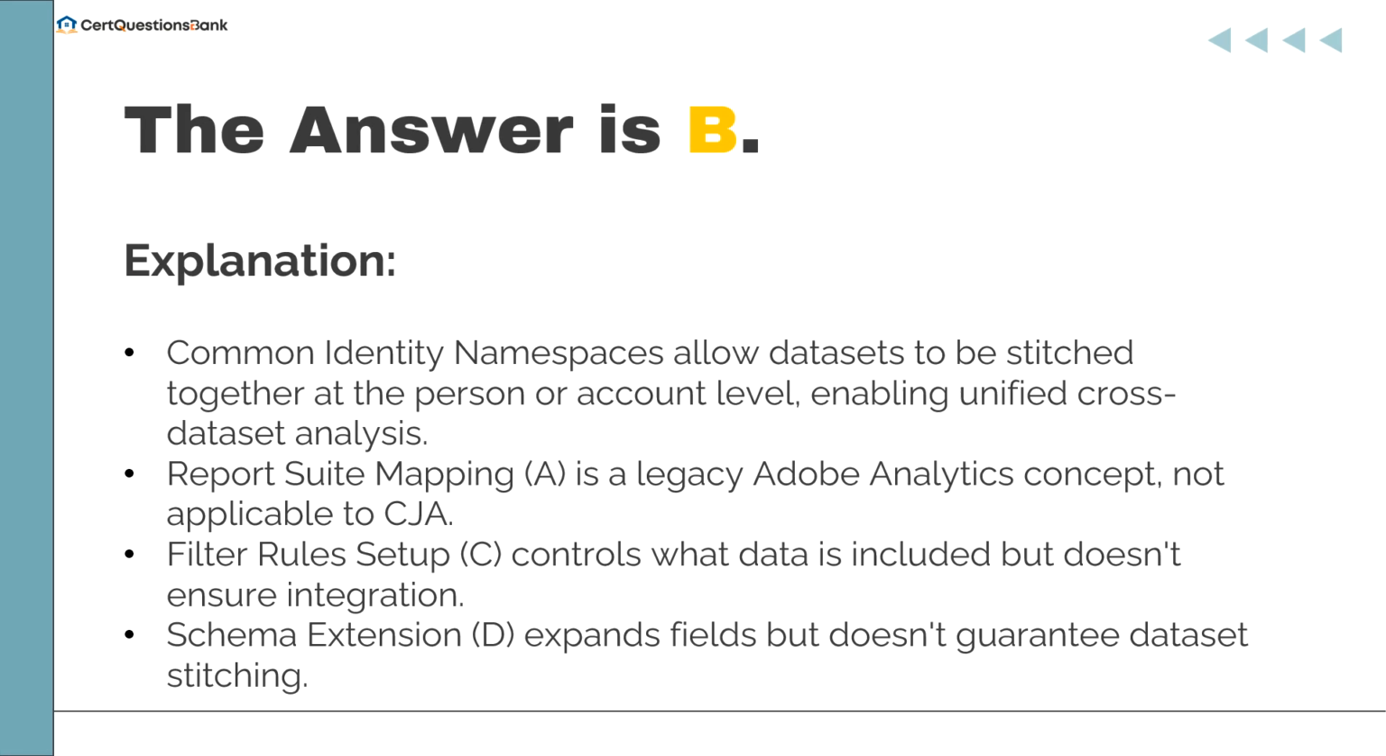Common identity namespaces allow datasets to be stitched together at the person or account level, enabling unified cross-dataset analysis. Report suite mapping, A, is a legacy Adobe Analytics concept, not applicable to CJA. Filter rules setup, C, controls what data is included but doesn't ensure integration. Schema extension, D, expands fields but doesn't guarantee dataset stitching.